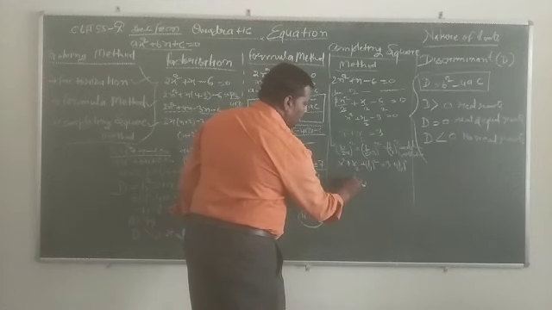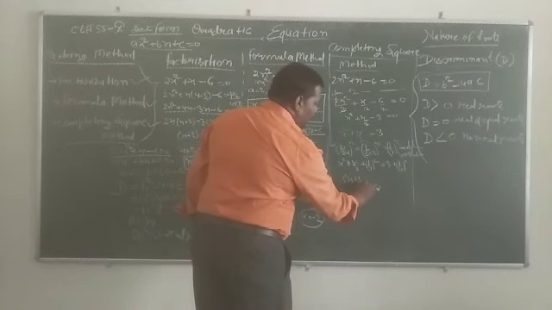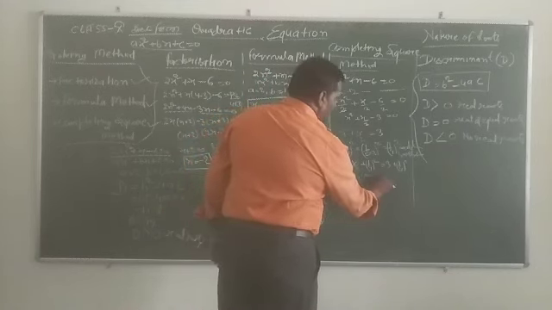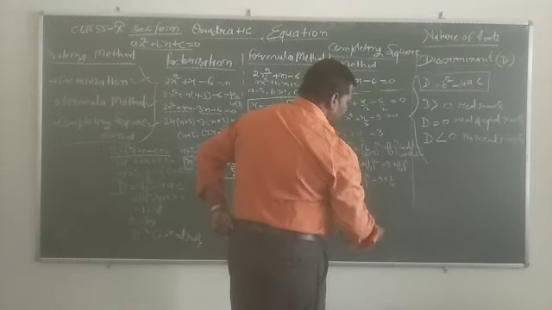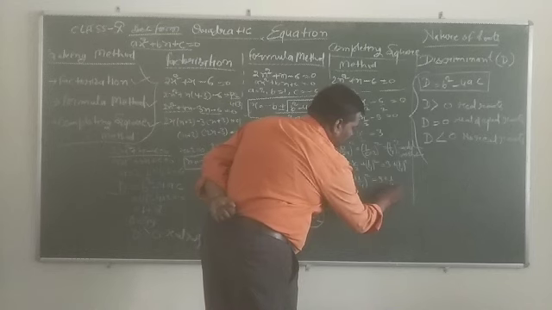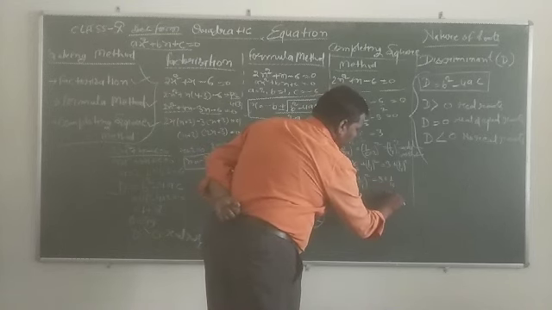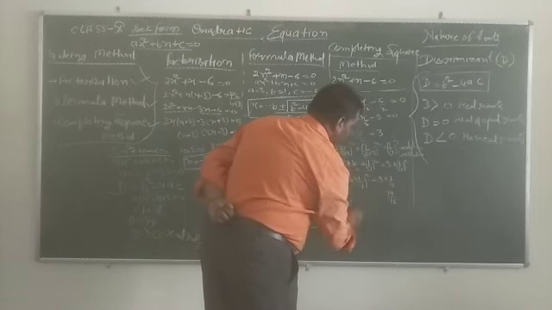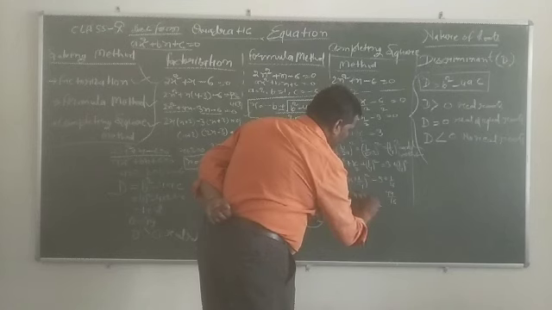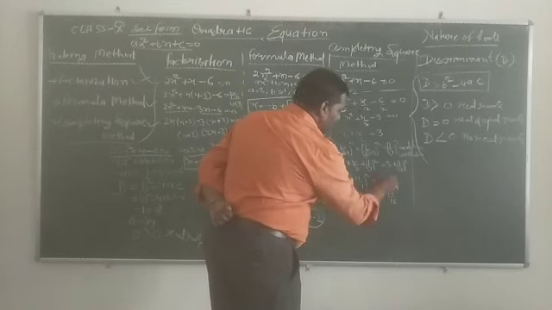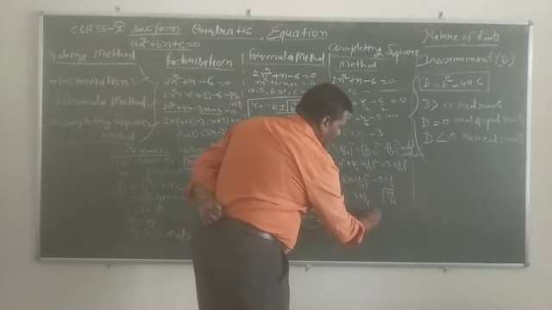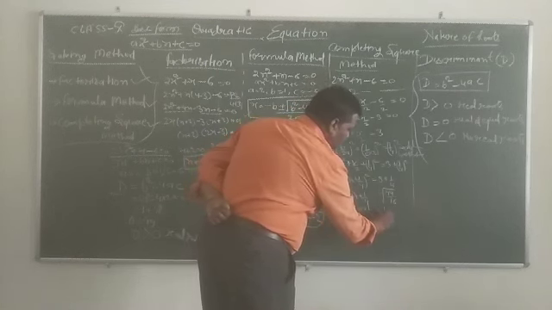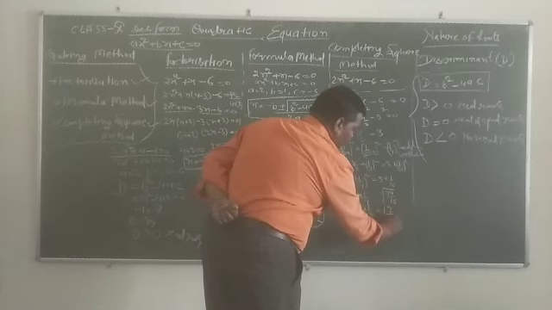Now, students, what will be formed here? x plus 1 upon 4 whole square equals 3 plus 1 upon 16. Right? You solve this. 48 plus 1 is 49 upon 16. So x plus 1 upon 4 whole square, the square goes to the other side. So x plus 1 upon 4 is equal to plus minus 7 upon 4.